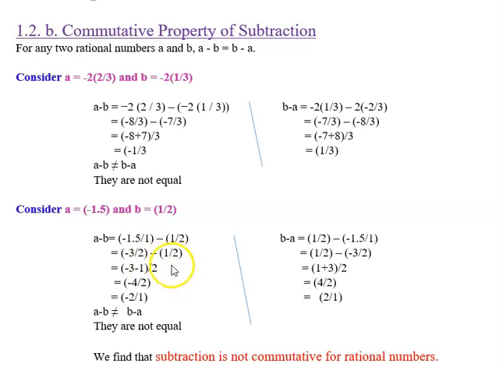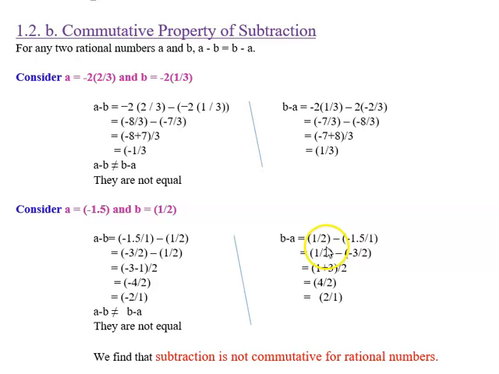Now the denominator 2 is common, we are taking it out. So negative 3, negative 1 over 2. So that's negative 4 over 2. It is negative 2 over 1. This is a minus b. Now we'll do the subtraction in reverse order. That is b minus a.